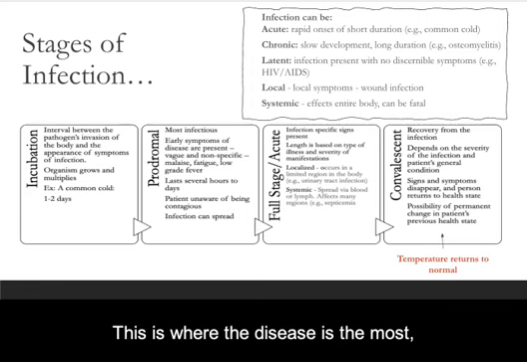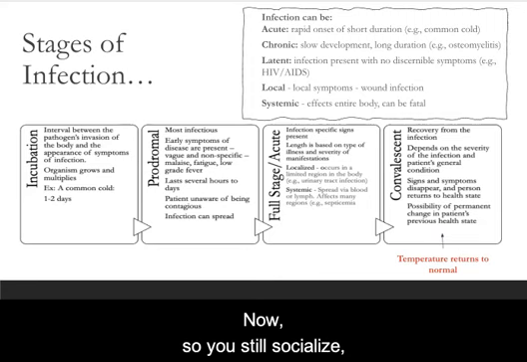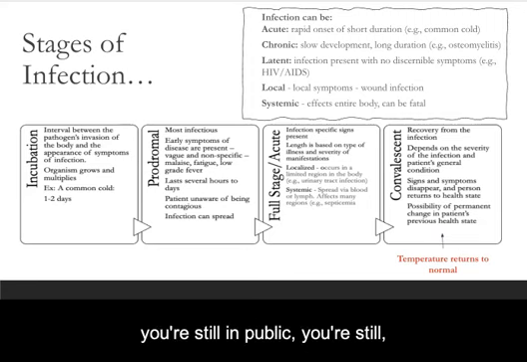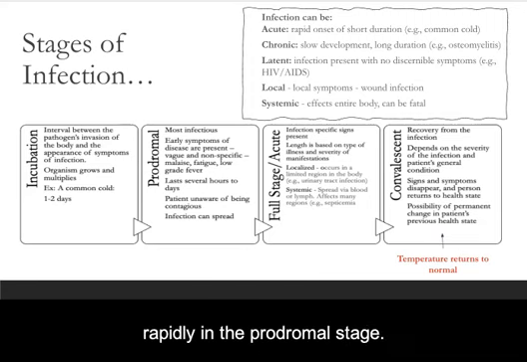But then it actually is the beginning stage of the disease, and they're non-specific signs. This is where the disease is the most contagious, because you're not 100% sure what you have right now. So you still socialize, you're still in public, and so the infection spreads rapidly in the prodromal stage.